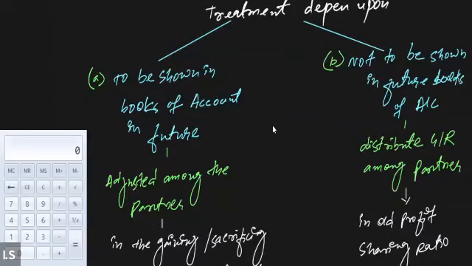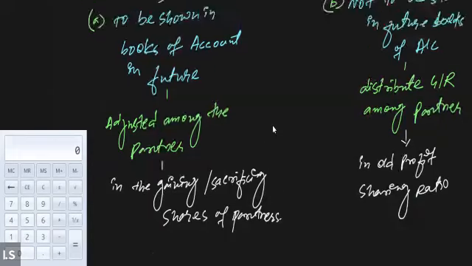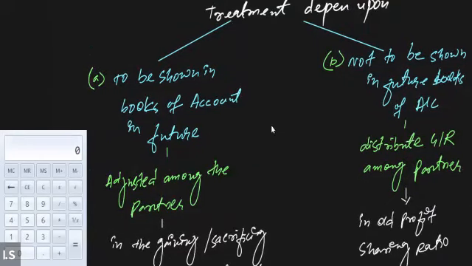If they have decided to show it in the future books of account as well, then in such a situation we need to pass the adjustment entry. We need to adjust this reserve among the partners in their gaining and sacrificing shares. And if the partners have decided not to show it in the future books of account, then they are free to distribute it among themselves in the old profit sharing ratio. Tell me if it is clear, yes or no.